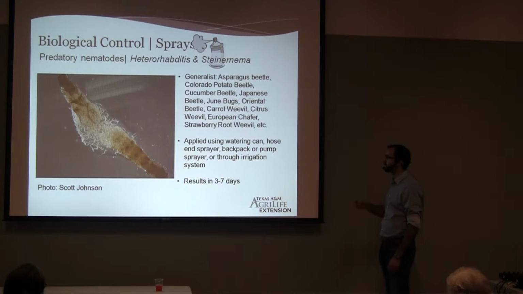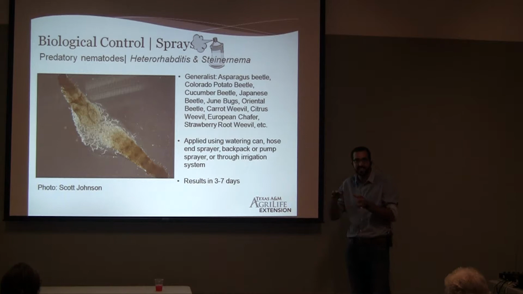You can get very quick efficacy in 3 to 7 days. This is kind of the gateway biological control, especially for growers. This is where you get them hooked, and then you get them on the harder stuff, like parasitoids and predatory mites.